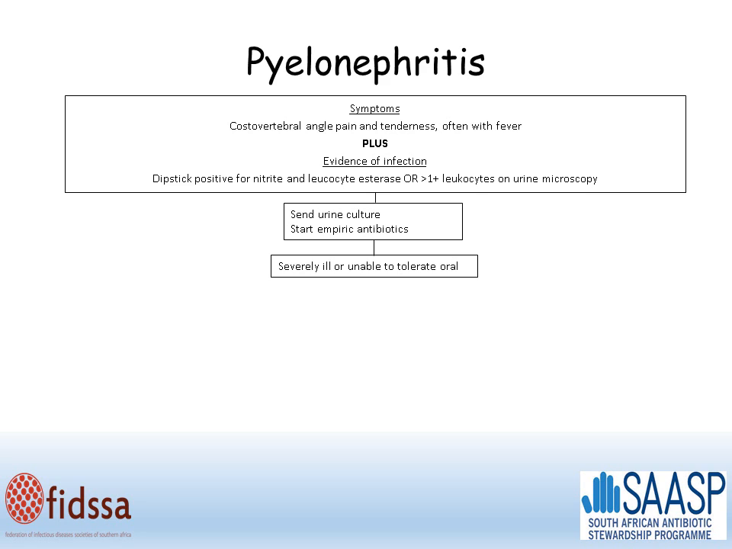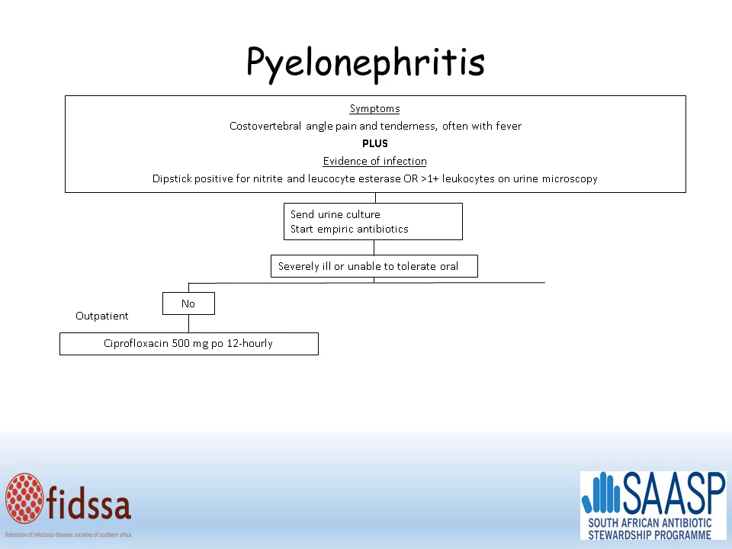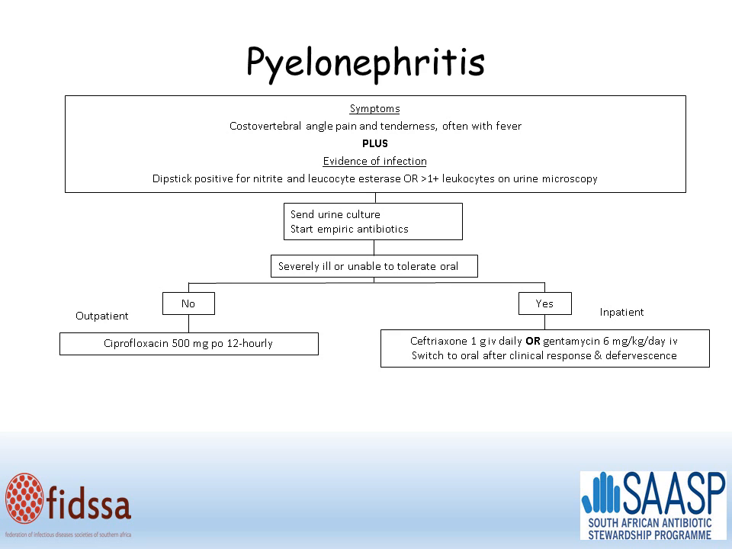Ask yourself, is the patient severely ill or unable to tolerate oral antibiotics? If not, they can be treated as an outpatient, and ciprofloxacin orally is usually appropriate. If they are ill or unable to tolerate oral therapy, then they need to be an inpatient. An appropriate empiric therapy might be ceftriaxone or an aminoglycoside such as gentamicin or amikacin. You should, as ever, be looking to switch to oral therapy once there's a clinical response in effervescence and fever, and dependent on the culture and sensitivity results.